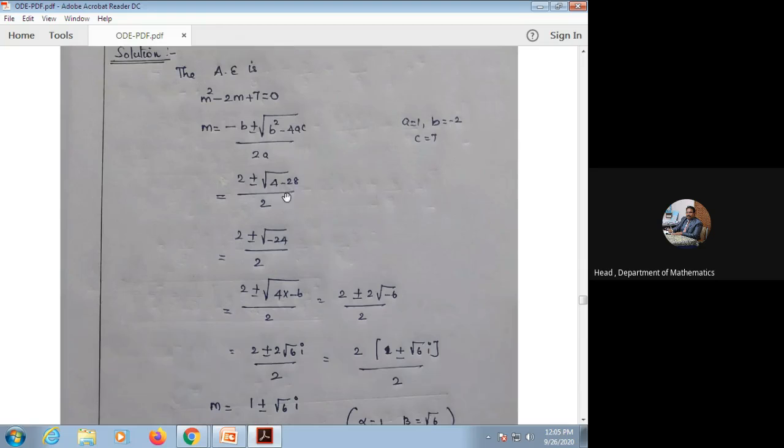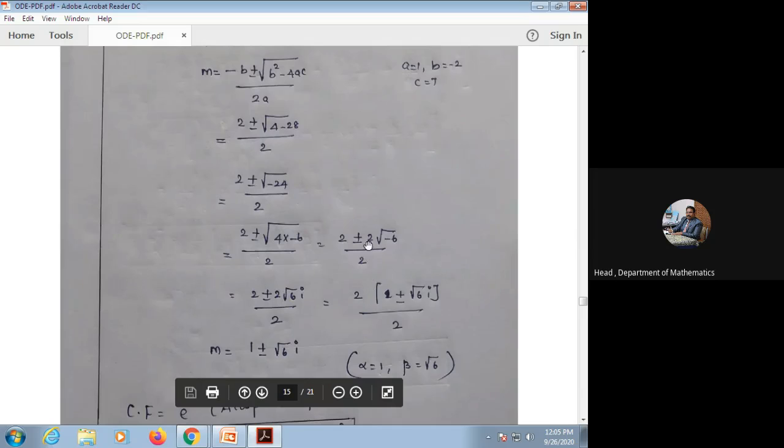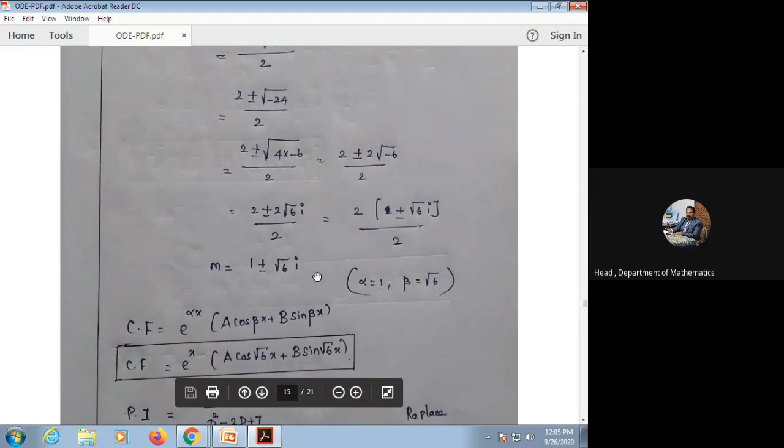Therefore 2 plus or minus square root of 4 minus 28, that is minus 24, by 2. Then 2 plus or minus, write minus 24 as 4 into minus 6, divided by 2. Then 2 plus or minus, take the square root of 4 as outside. Therefore, 2 into square root of minus 6 divided by 2. And you write 2 plus or minus 2 into, what is the square root of minus 6? That is square root of 6 into i, because the inside value is minus, root 6 i divided by 2. Therefore, taking 2 as outside, 1 plus or minus root 6 i by 2. Cancelling these two values, we get the value of m. That is, m equal to 1 plus or minus root 6 into i. This is in the form of imaginary roots.